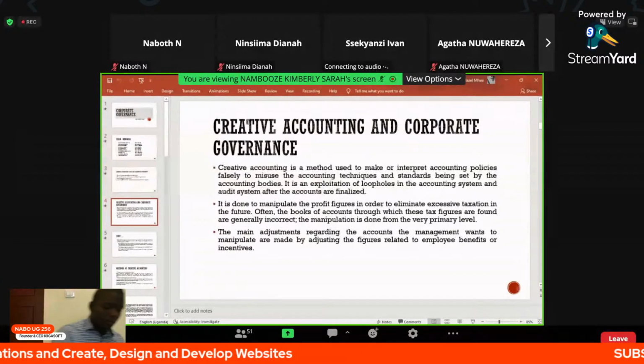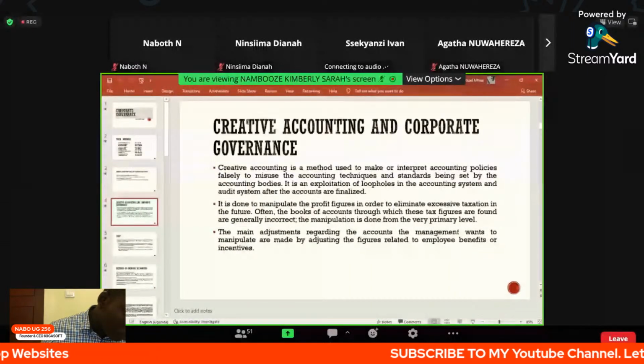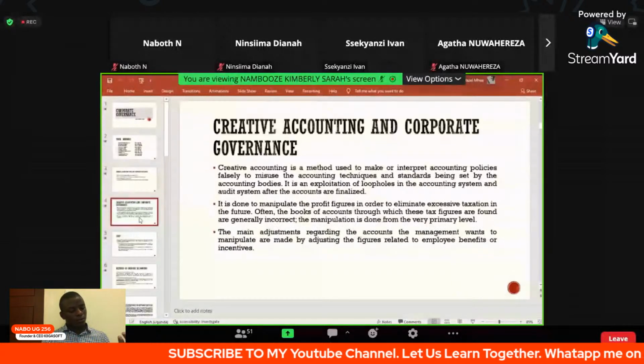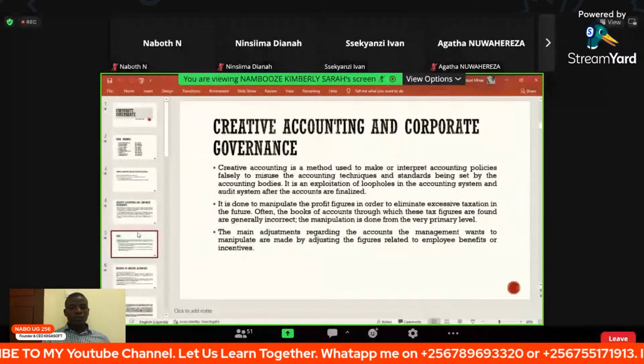And the main adjustments regarding the accounts the management wants to manipulate are made by adjusting the figures related to employees' benefits or incentives. Let's go to the next slide.